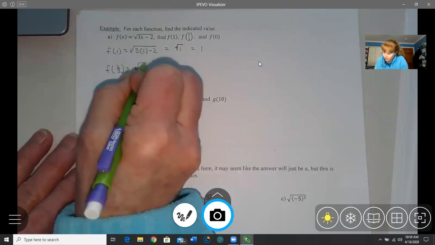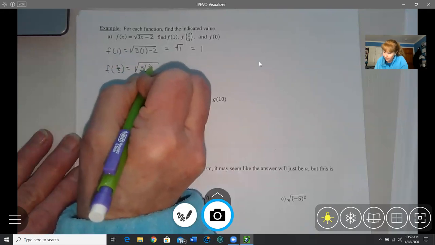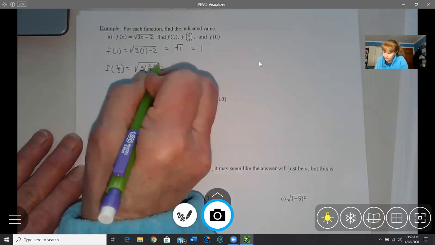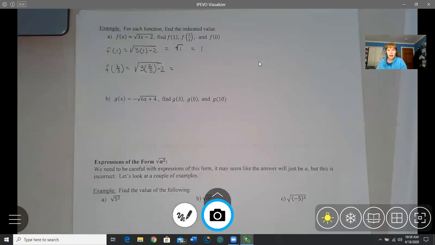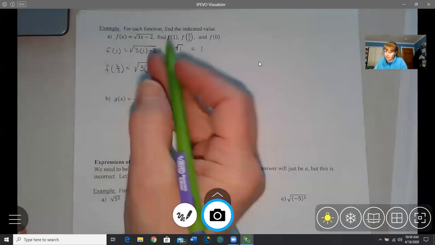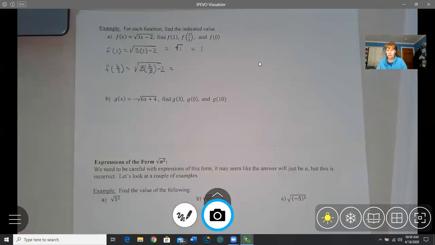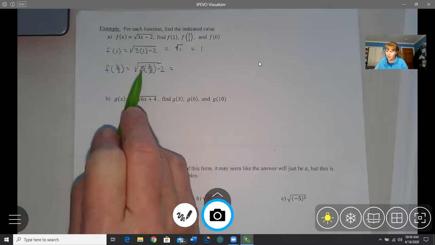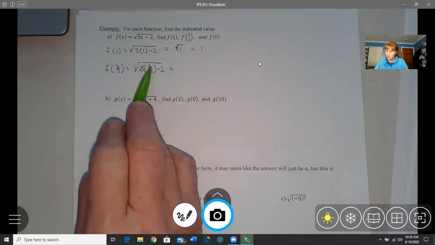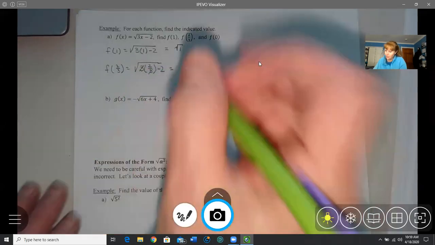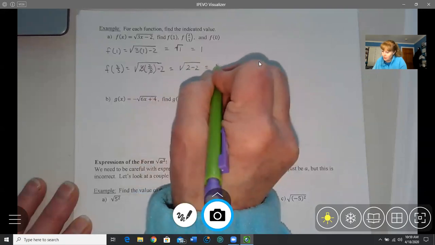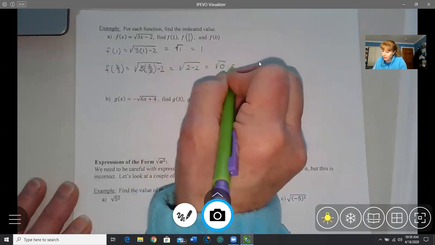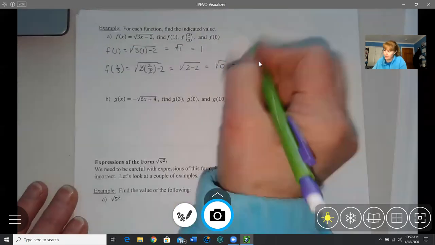So we're going to put in 2/3 for our x's. And let's see, 2/3 times 3, the 3's cancel. It's actually 3 over 1. You can put your whole numbers over 1 here if you need to. So we end up with 2 minus 2. Let's go ahead and write that down, which is the square root of 0. The square root of 0 is 0.